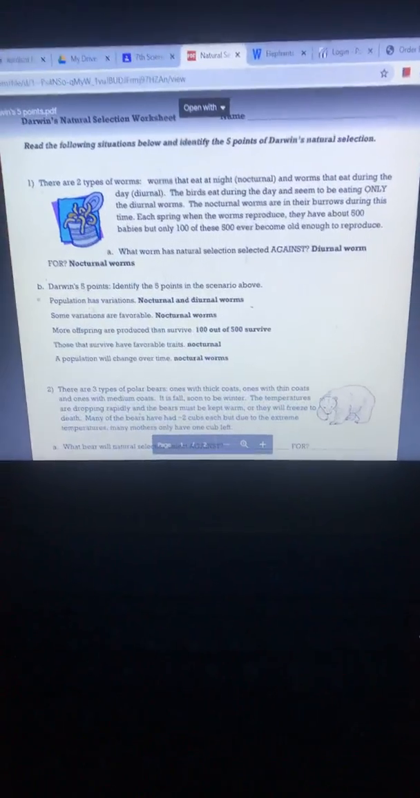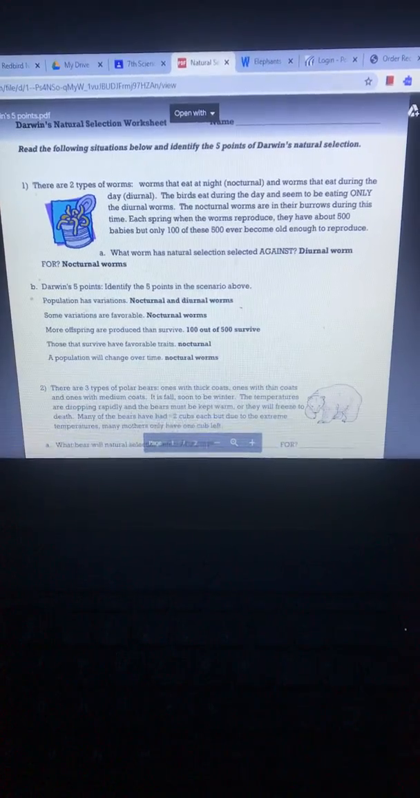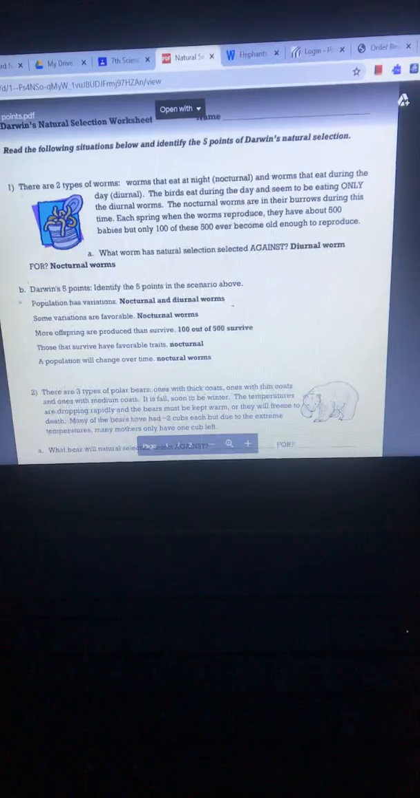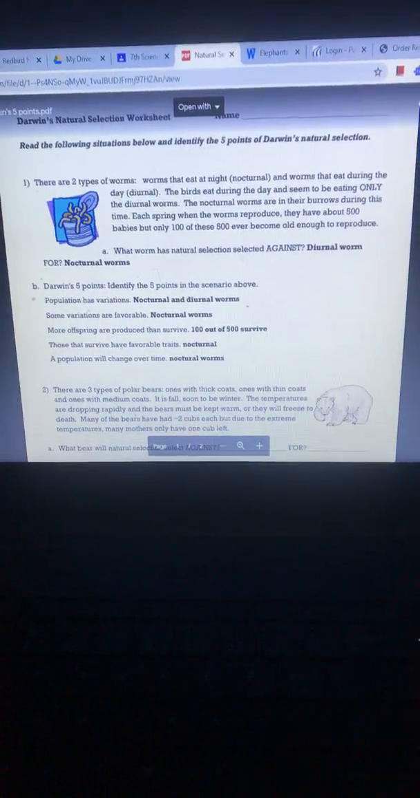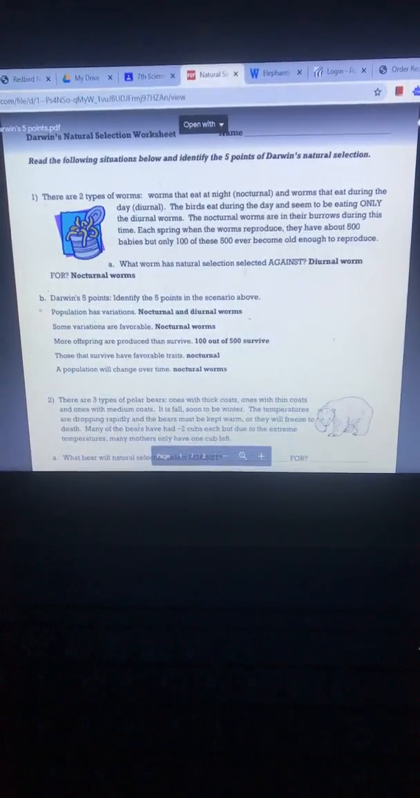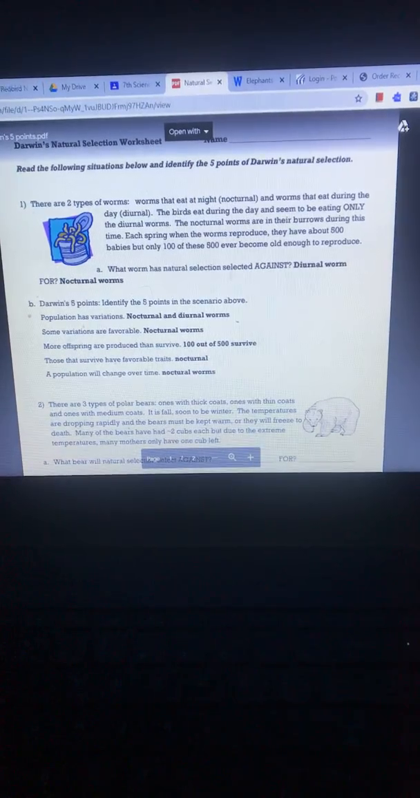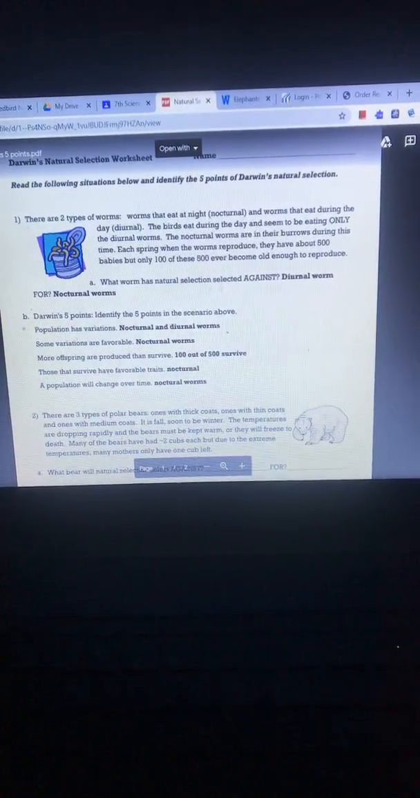All right, number 1. There are 2 types of worms, worms that eat at night and worms that eat during the day. The birds eat during the day and seem to only be eating the diurnal worms, the ones that eat during the day. The nocturnal worms are in their burrows during this time. Each spring when the worms reproduce, they have about 500 babies, but only 100 of these 500 ever become old enough to reproduce. What worm has natural selection selected against?